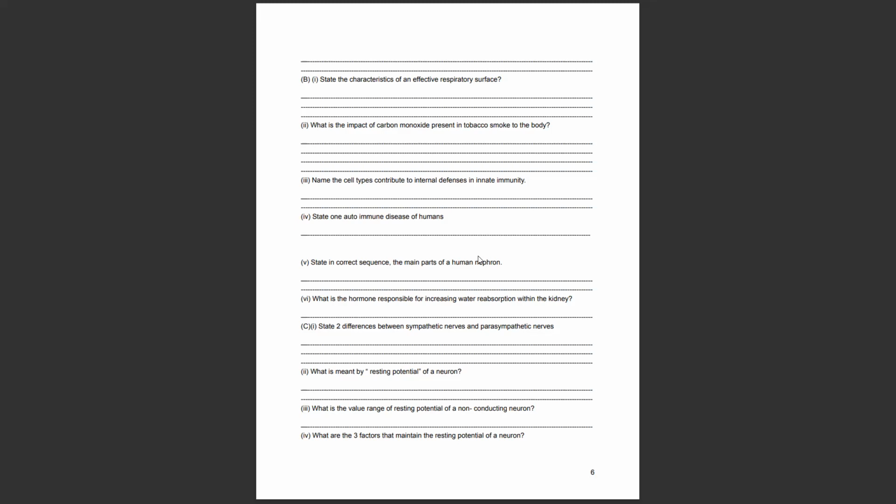Glomerulus, Bowman's capsule, proximal convoluted tubule, descending limb of loop of Henle, tip of loop of Henle, ascending limb of loop of Henle, distal convoluted tubule. 1 mark. Any doubts?